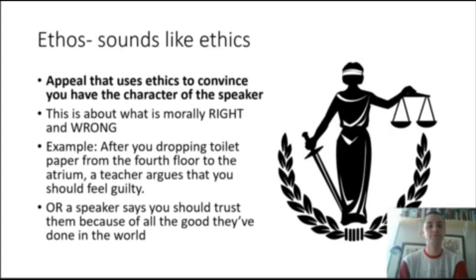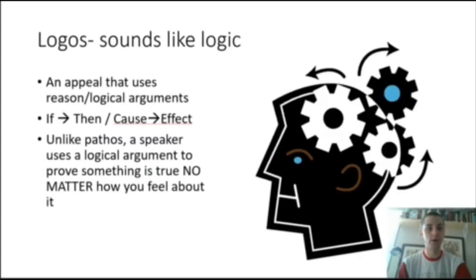So far we've got pathos, ethos, and the last one is logos. This one should be pretty familiar because this is a lot of times the way that you structure your arguments in a persuasive essay. It's an appeal that uses reason or logical arguments. So logos sounds like logic. Lots of if-then statements, or a cause and effect idea.